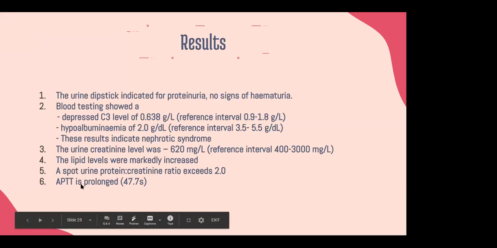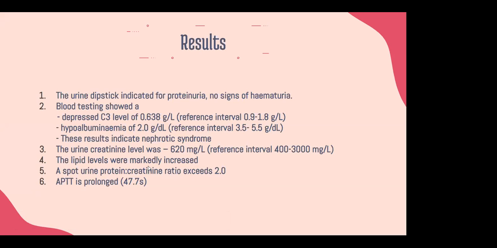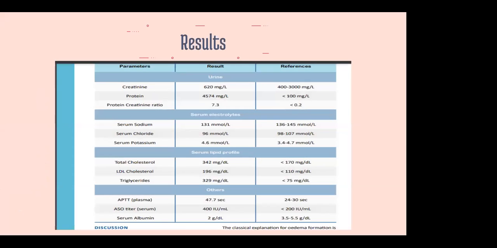So why do we do the APTT test? Because we must make sure to see any deficiency of protein factors. This is because when the protein increases, it will lead to alteration in coagulation factors. So here is the result.